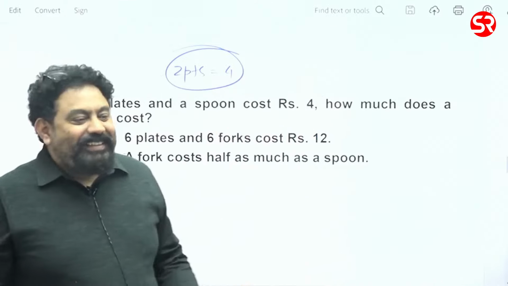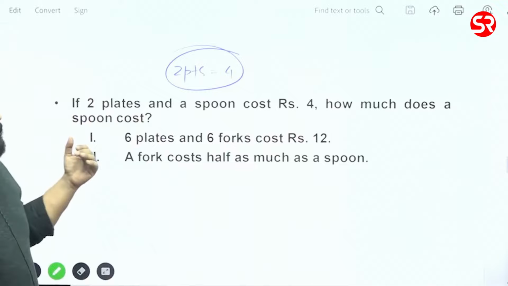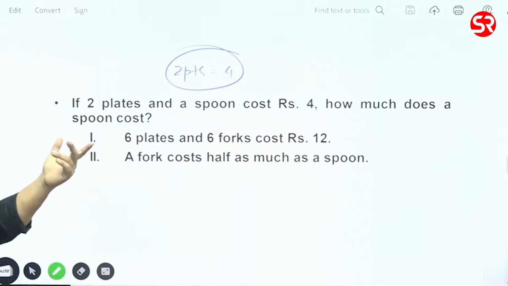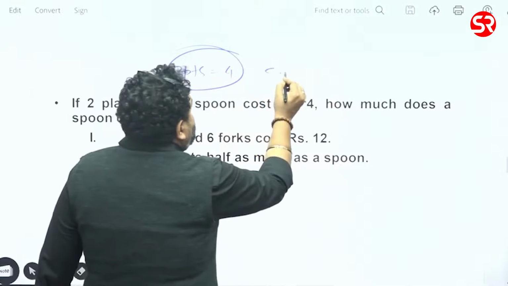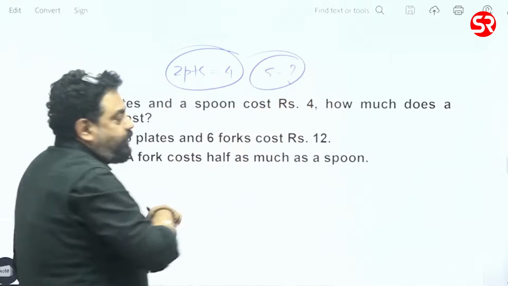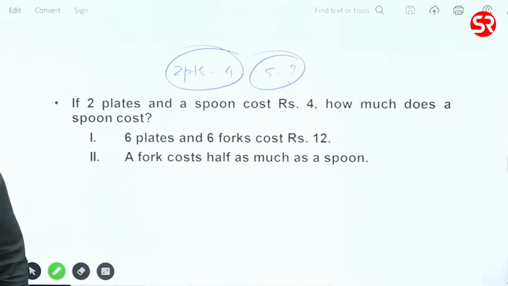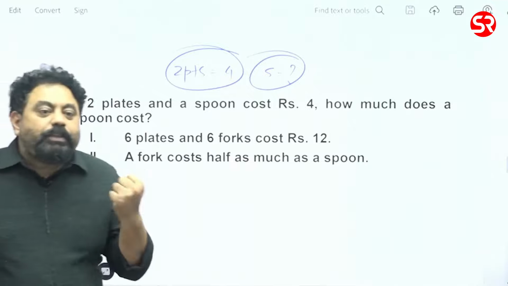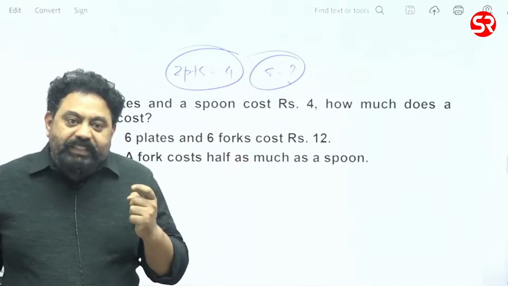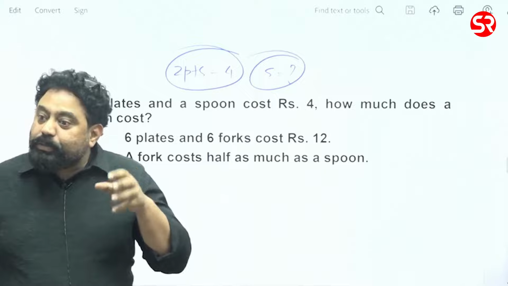Isn't it? Right. So see, two plates plus spoon is equal to 4. Right. He says, how much does a spoon cost? So question kya hai? Question is what is the cost of spoon? That's really important. See, you need to understand what is the question. Always remember, Rishi sir pointed out what is the question.